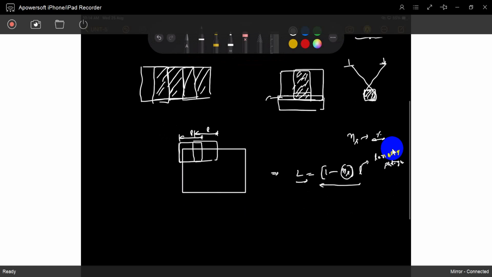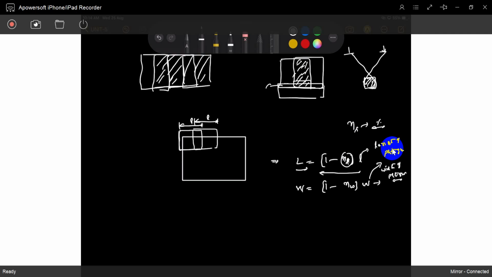Otherwise, okay, taking the width also, 1 minus some overlap. So it's a width. I will call it some. This is width, this is length, anything. Effectively, how much width is covered by one photograph? This is the width of the photograph. In the ground, how much is it covered?